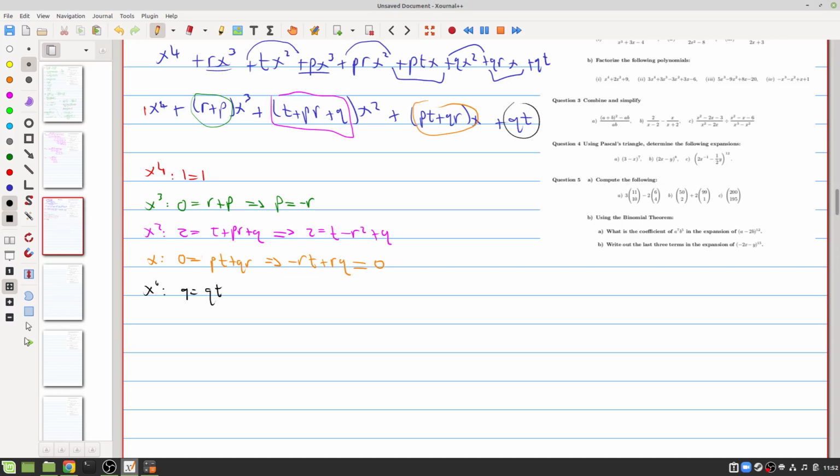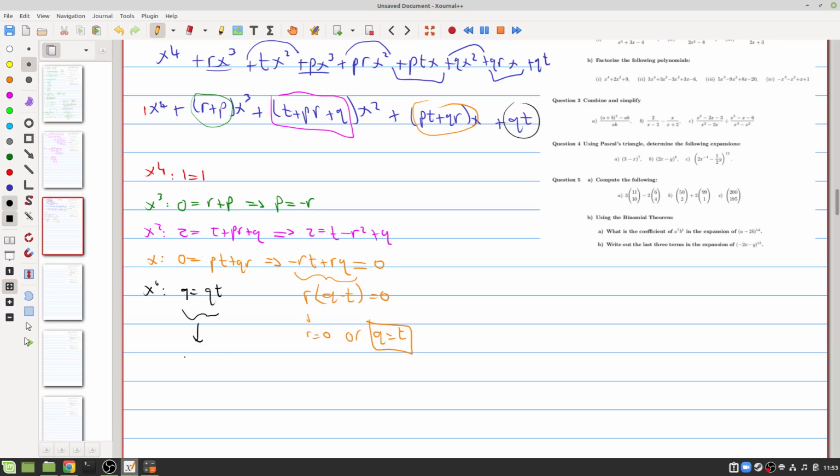So 9 equals qt. Before we do anything with the black part here, let's simplify this a little bit further. We can factor out an r. If we factor out an r, we're left with negative t plus q. I'm just going to write it as q minus t equals 0. Once we have that, we know that either r equals 0 or q equals t. So if we know q equals t, we can use that over here.